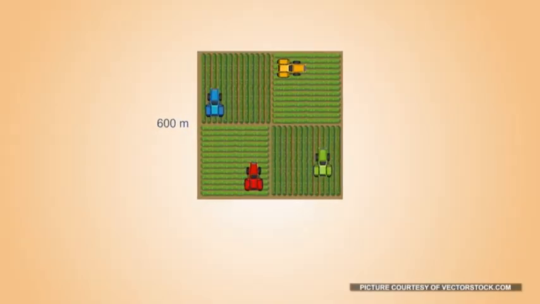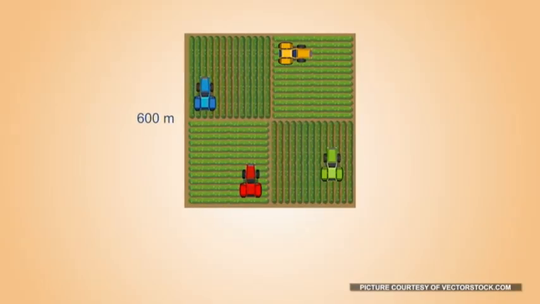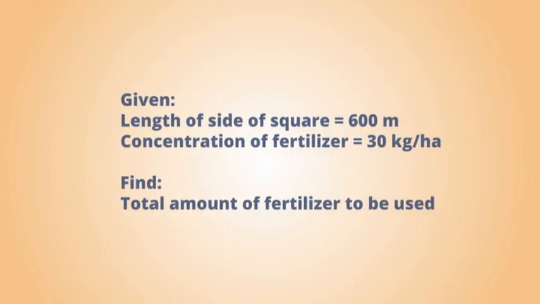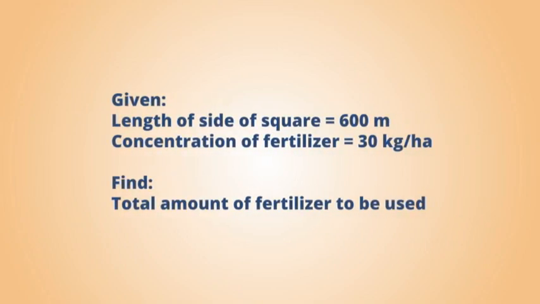Try out these examples. Example 1. Look at this figure and try to solve the problem. A farmland shaped like the figure shown measures 600 meters on one side. If the recommended concentration of fertilizer to be used on the land is 30 kilograms per hectare, compute the total amount of fertilizer to be used. Make sure you identify the facts before we apply the formula.